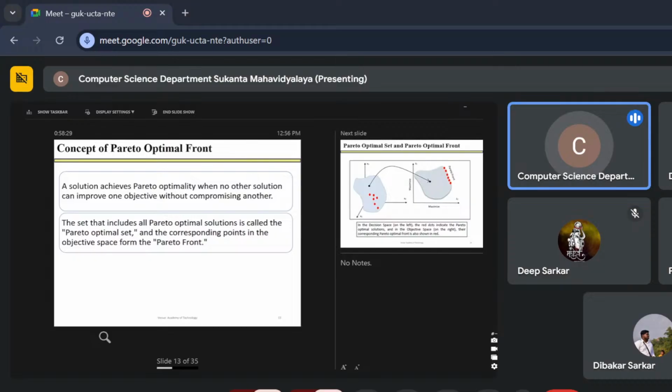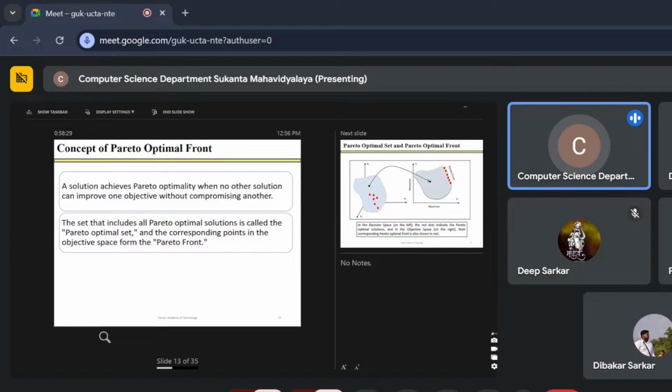When we spell out front, Pareto front, to be more specific, it's an objective space phenomenon. When it is the Pareto optimal solution set, it's a decision space phenomenon. Correct?